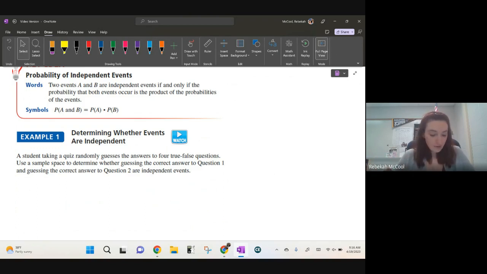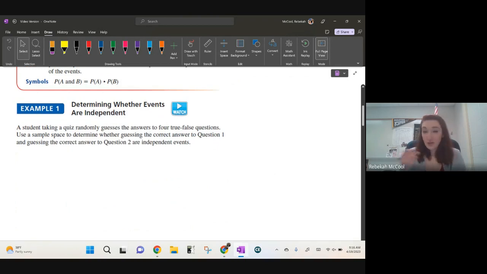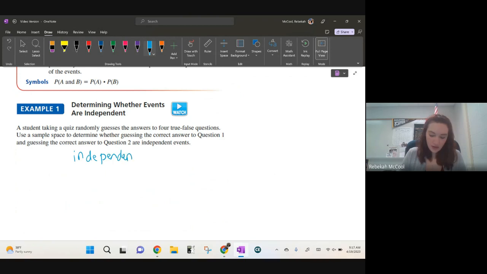If there are 4 true or false questions, those are completely separate questions. Question 2 doesn't depend on question 1. They're completely separate entities, so we don't even need to use anything mathematical here. We can just use our brains to recognize those events should be independent. Those questions are separate from each other. They're true or false, so they're going to be independent. They don't depend on each other.